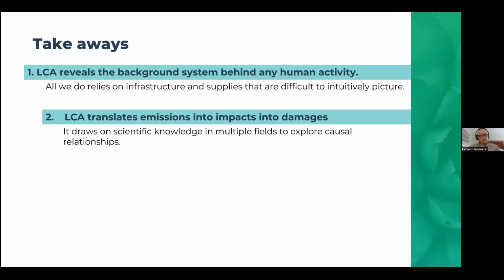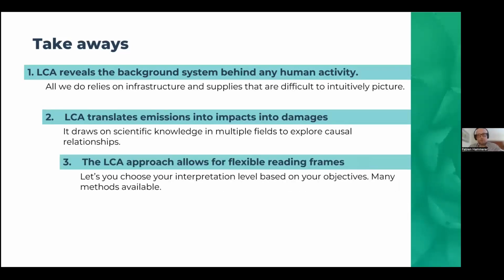It draws on scientific knowledge in multiple fields to explore the causal relationships linked to the extraction or emission of substances to and from the environment. The LCA approach allows for flexible reading frames. And that's, to me, one of its most important powers. It lets you choose your interpretation level based on your objective. Many methods are available. There's bound to be one for you.